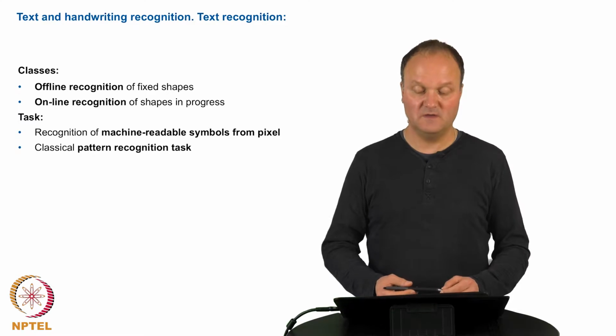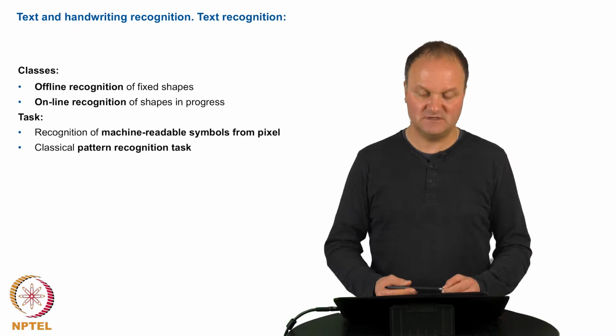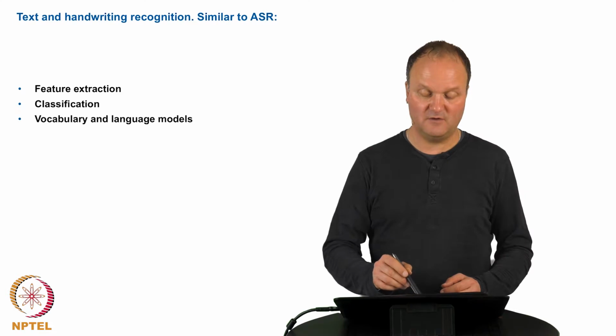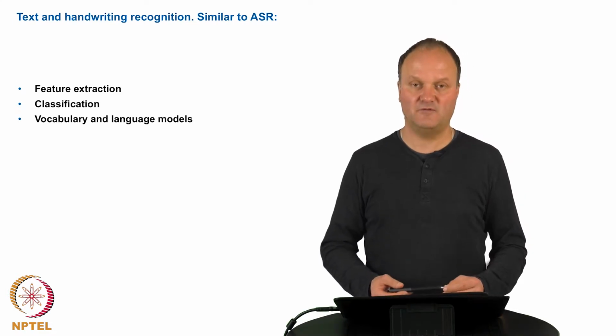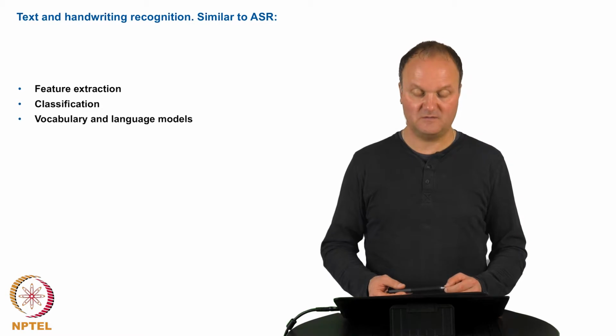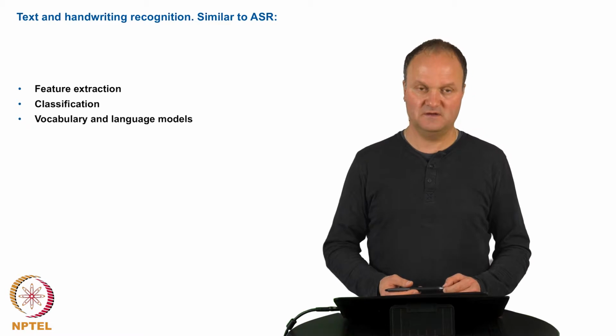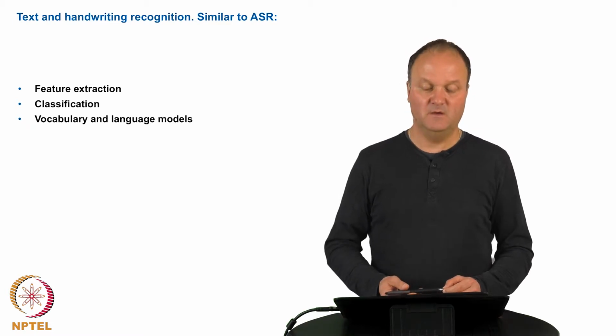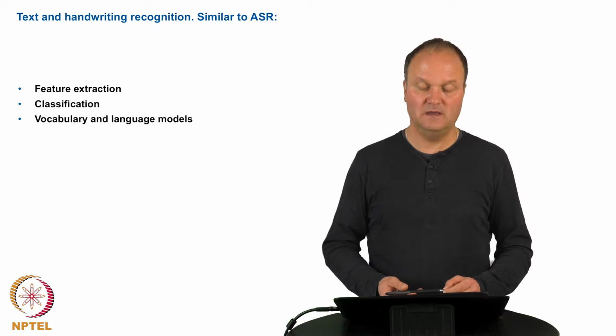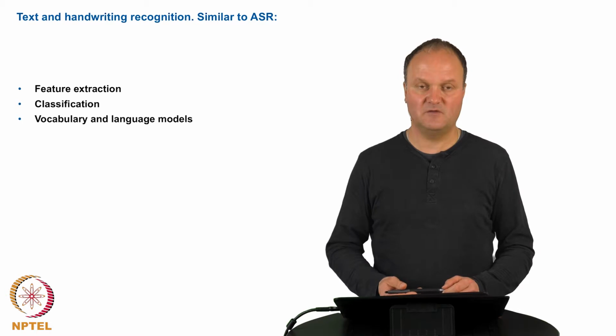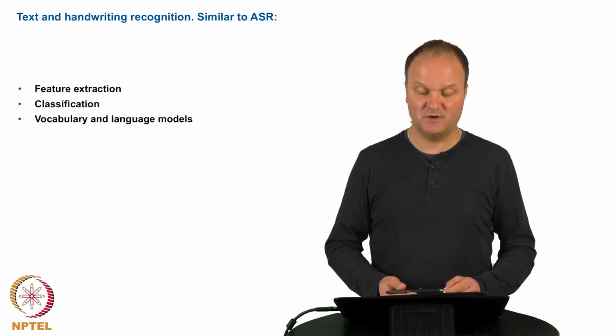We need to recognize machine-readable symbols from pixel information, from location information on a screen, and this is a classical pattern recognition task. So we can follow, in principle, the steps we have performed in a speech recognition task. We need a feature extraction of the location features of the pencil on the touch screen or on the piece of paper. We need a classifier, and we need models which define how the vocabulary of the text to be recognized can be and how the words can follow each other in terms of a language model.